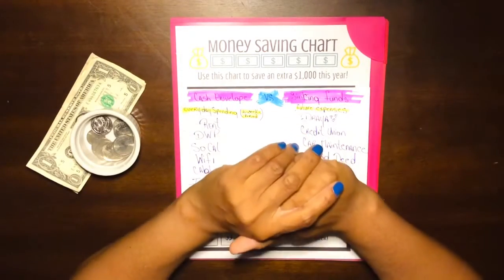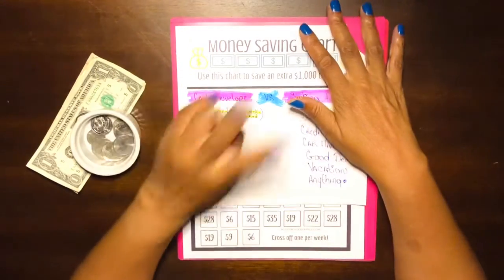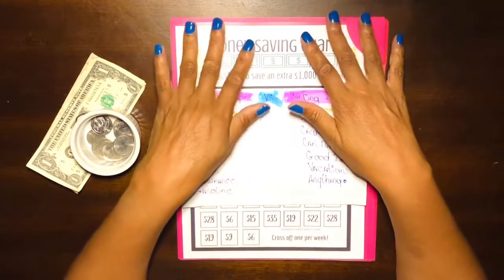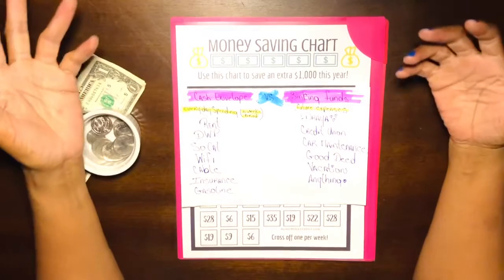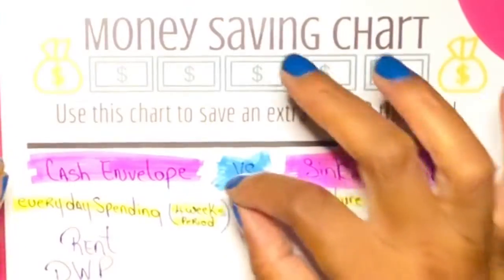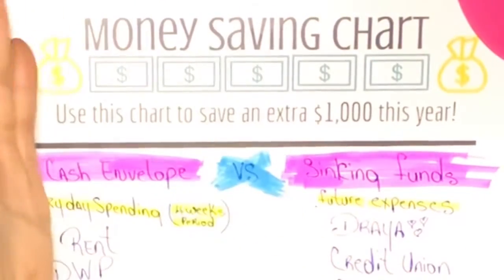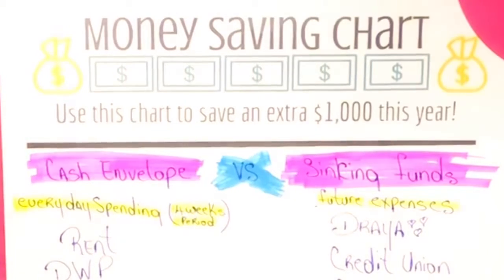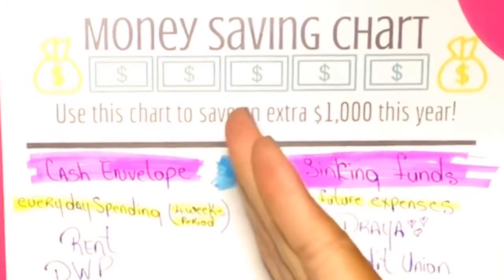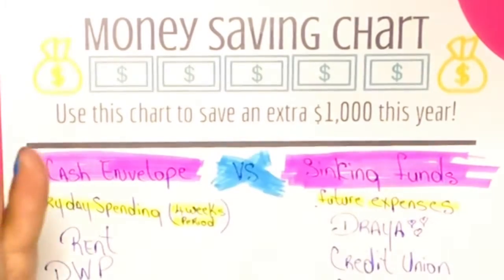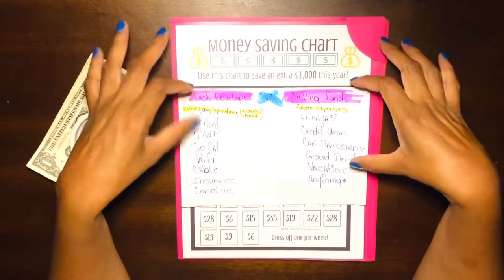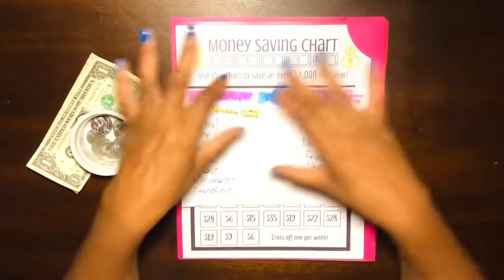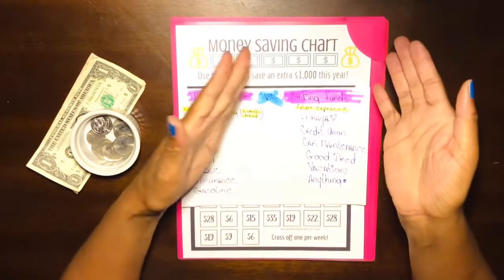Today we're doing a budgeting video. I did my last budgeting video 2 days ago. A lot of people liked it, but some people need an explanation of the difference between cash envelope and sinking funds. So in my budgeting system, I have two binders. I'm using a cash envelope system and a sinking fund system. Here I have written out the difference between the cash envelope and the sinking funds.